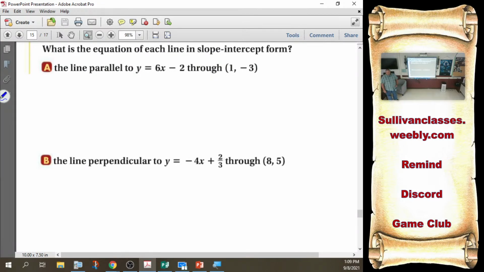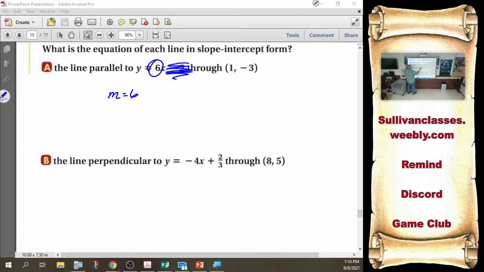So if I'm going to be parallel to this equation, what is the only thing that I care about in that equation? Just the 6, just the slope. This doesn't matter. This is all I care about. If the slope is 6, what is parallel to 6? 6. Parallel, same slope.